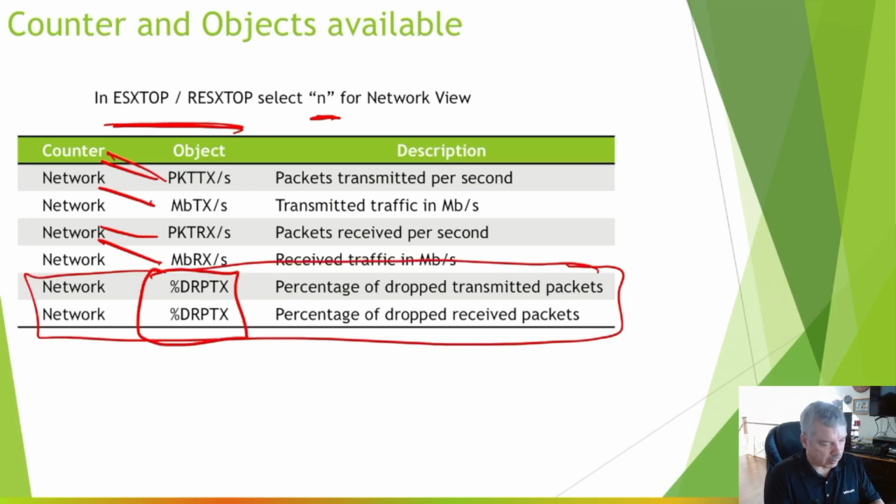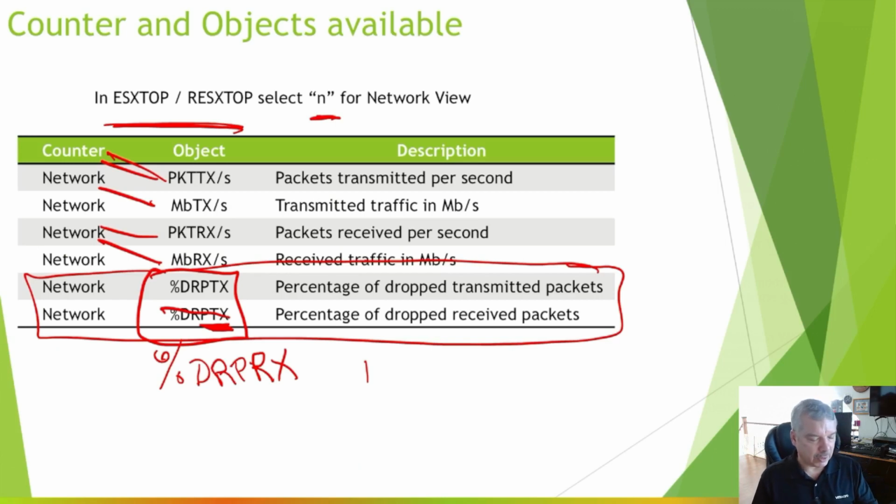Oh, I made a mistake here. This one here, I just realized that. That should say percent drop received, RX. So I made a mistake. I just realized that. So if you're dropping packets, if this number is 1, you got a problem, all right? That's going to impact performance. So you don't want to be dropping packets.